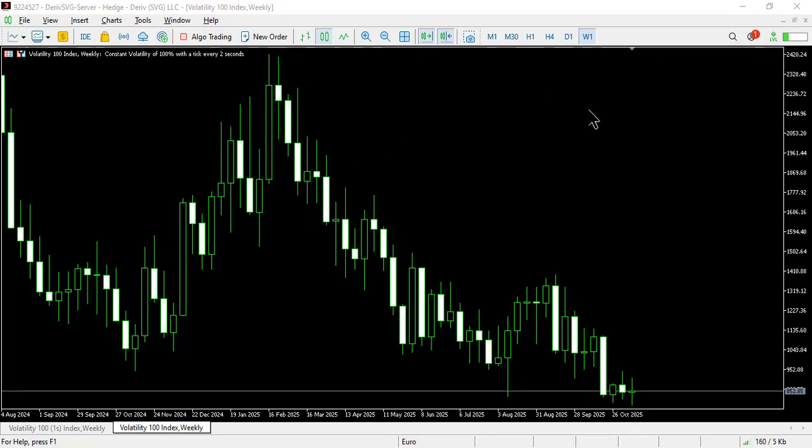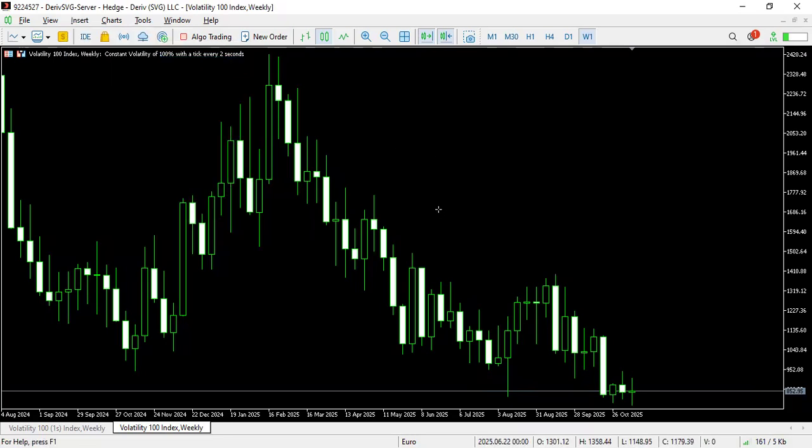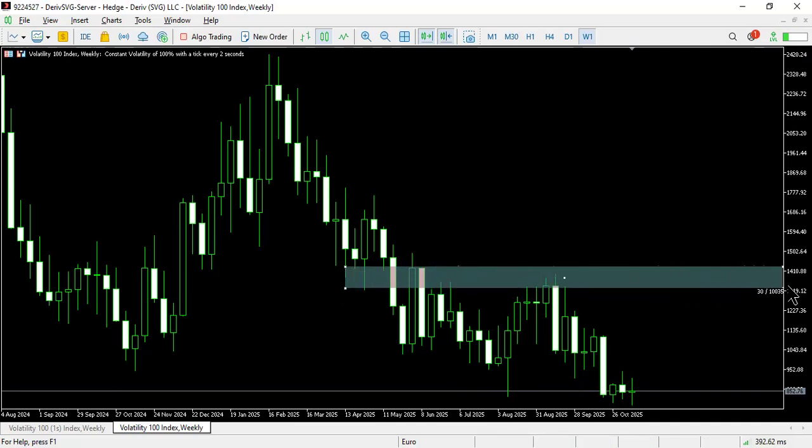So we are beginning with VIX 100. We are beginning analysis on the weekly time frame as always. So we start by marking our supply and demand zones. I'm just gonna mark the zones that are closer to the price, where price is currently reacting.